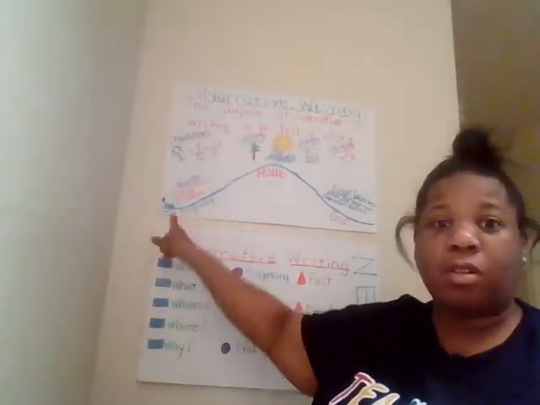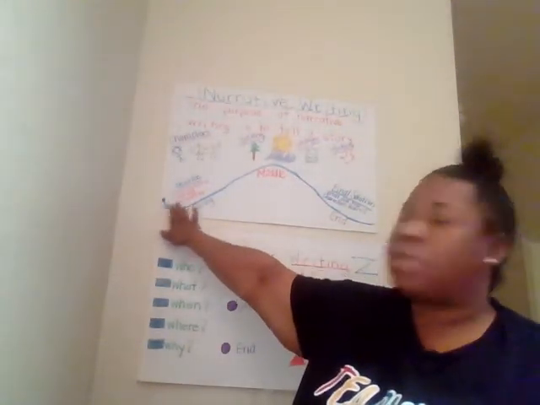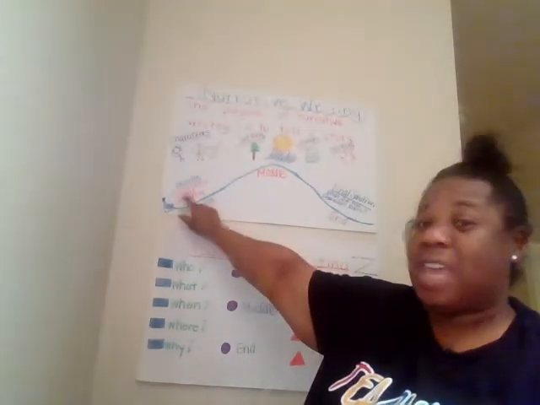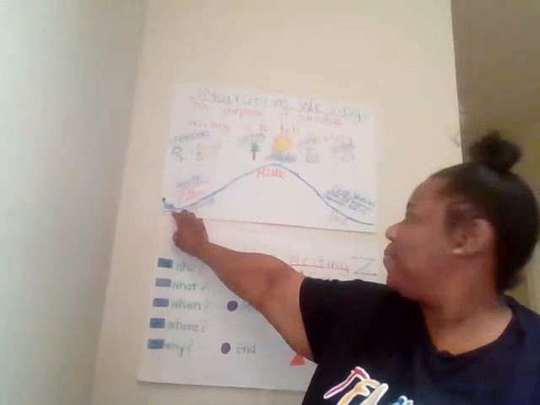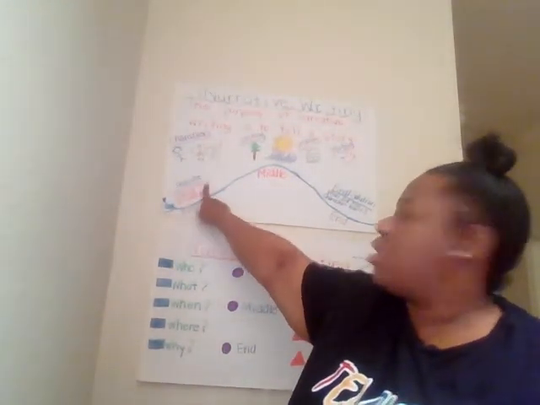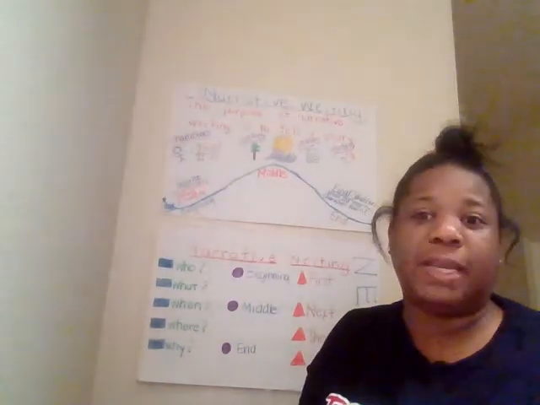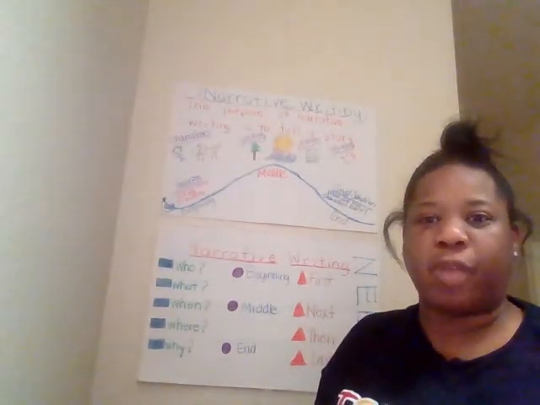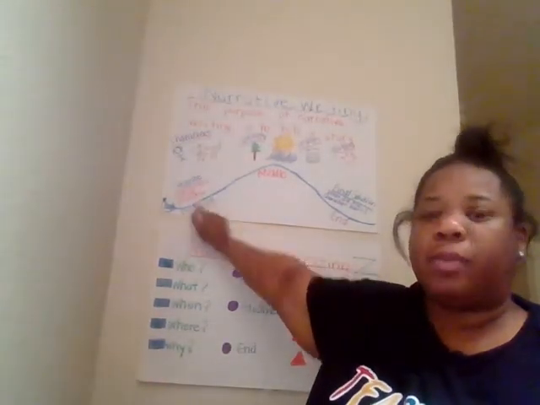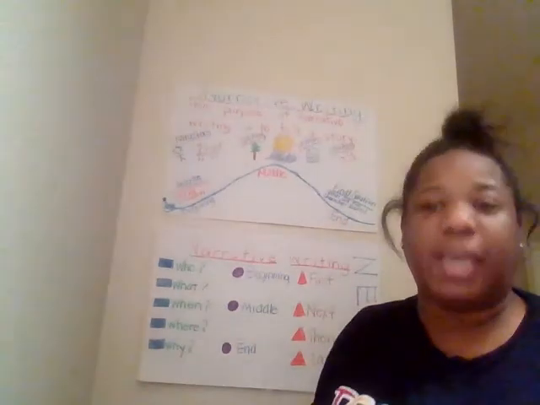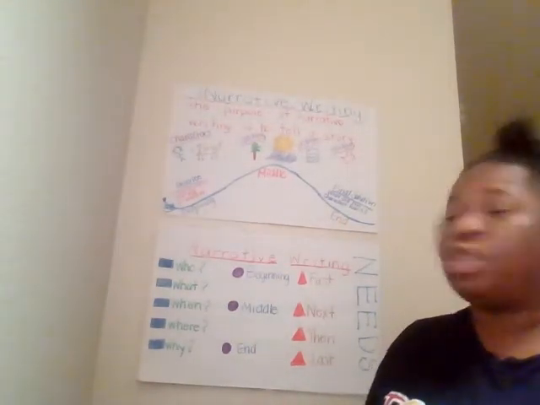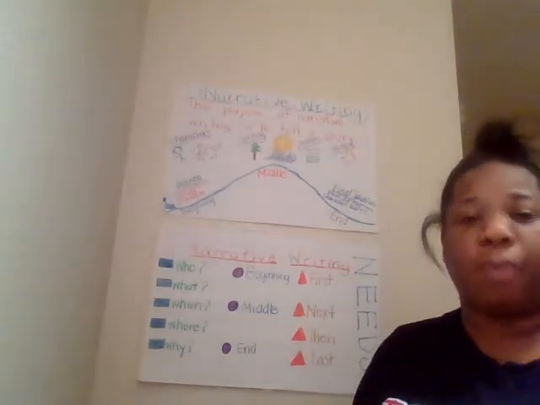So let's go over our roller coaster. It starts with the hook. They reel us into the story. They make it interesting enough for us to read. So we describe the characters. The characters could be mean. They could be nice. Those are all character traits, and we've discussed those as well. The setting and the problem we will also find at the beginning of the story. They introduce us to the characters, the setting and the problem.